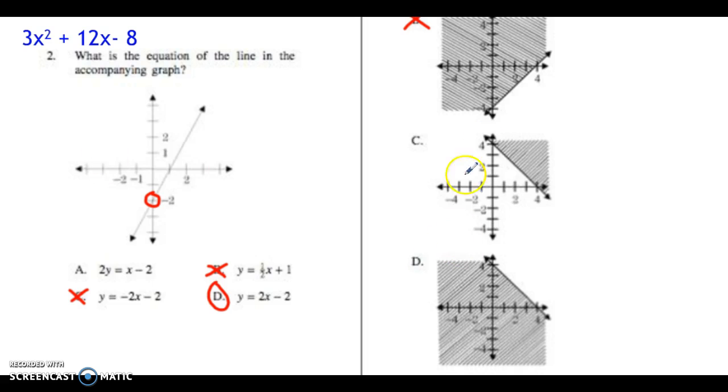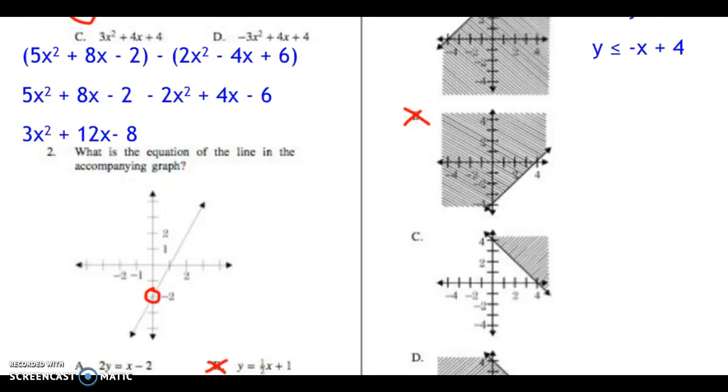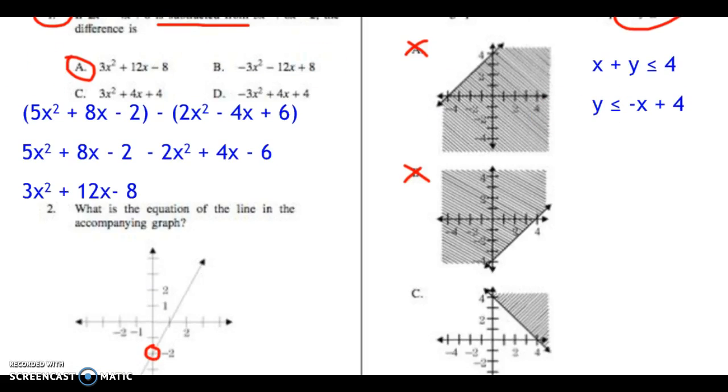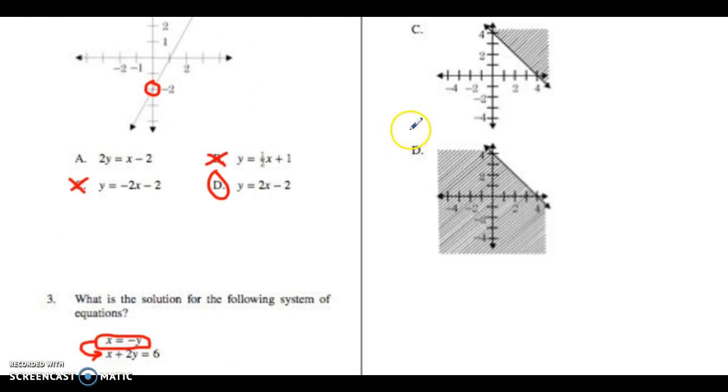Both of them look like they have the same y-intercept and the same slope. Now all we're looking for is shading. This is less than or equal to, so I'm looking for shaded down. That one's shaded up, this one's shaded down.